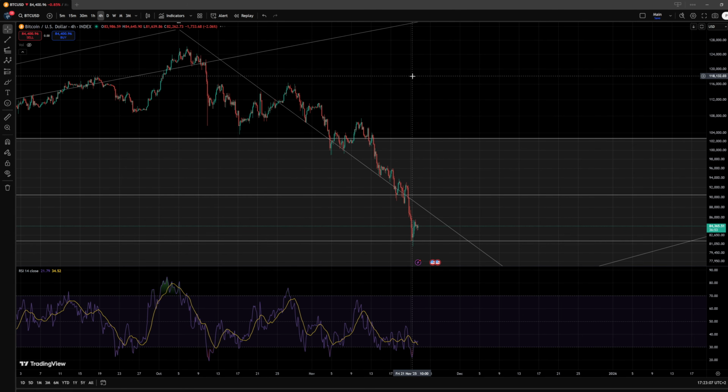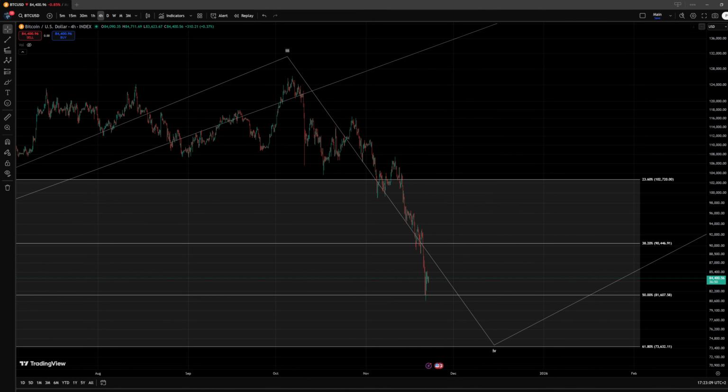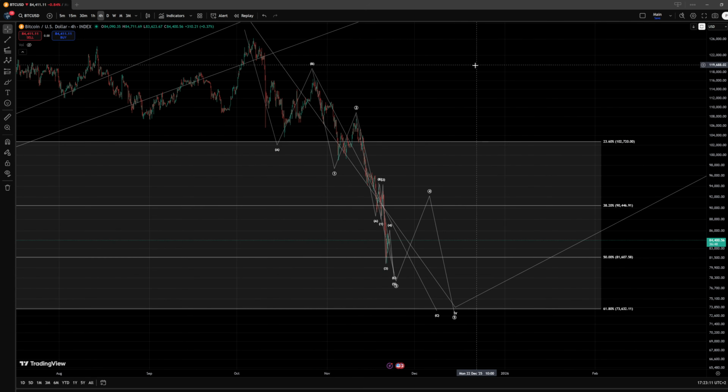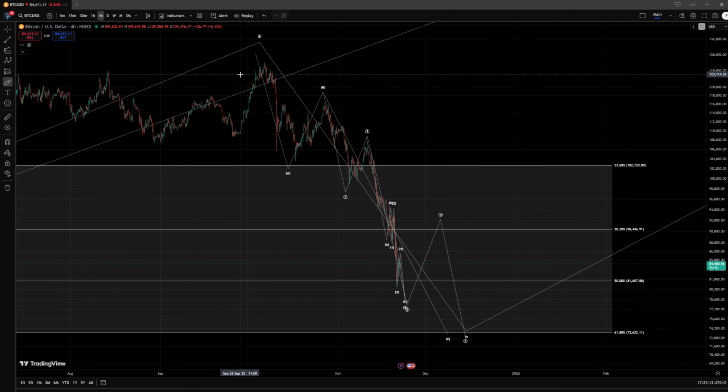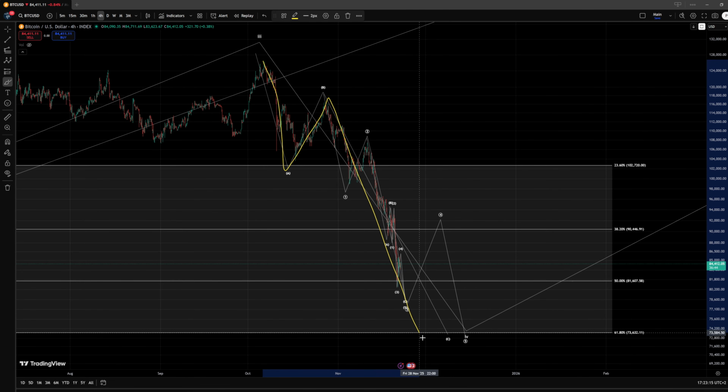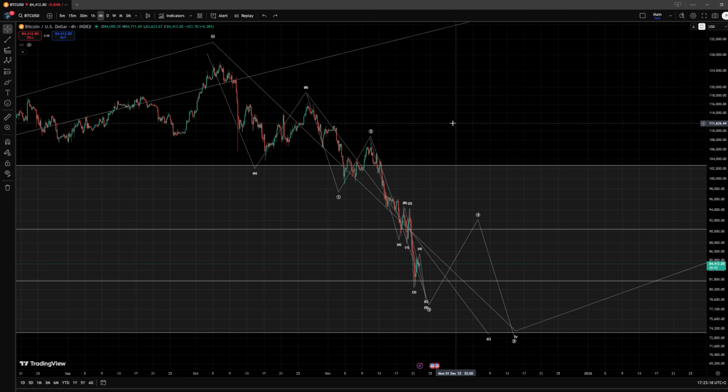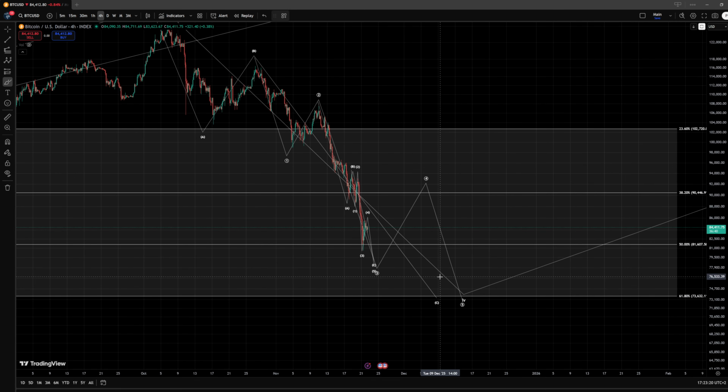Now, to get into the shorter time frame and into the count, I would like to point out the structure that I'm tracking. So here I am looking, as I was mentioning, at an ABC movement to the downside, where in the wave C, I need to see a 5-wave structure play out.